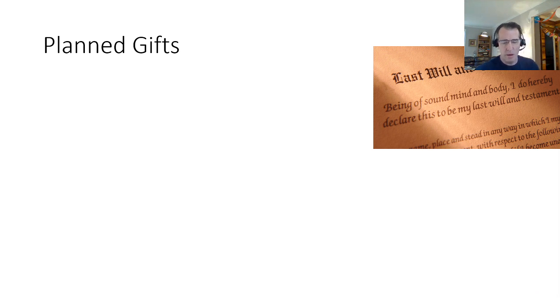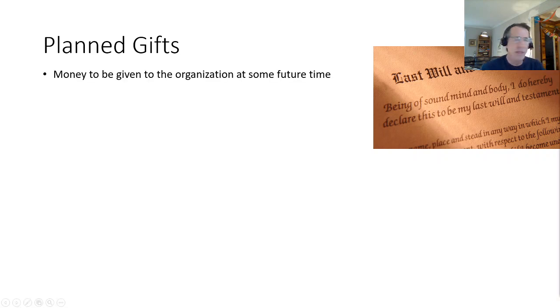The next kind of fundraising that one can do is solicitation of planned gifts. A planned gift is money that's going to be given to the organization at some future time, hence the word planned. The simplest form of a planned gift is just naming the institution as the beneficiary in a will or a trust or an individual retirement account. There are accounting rules for how you need to account for that.